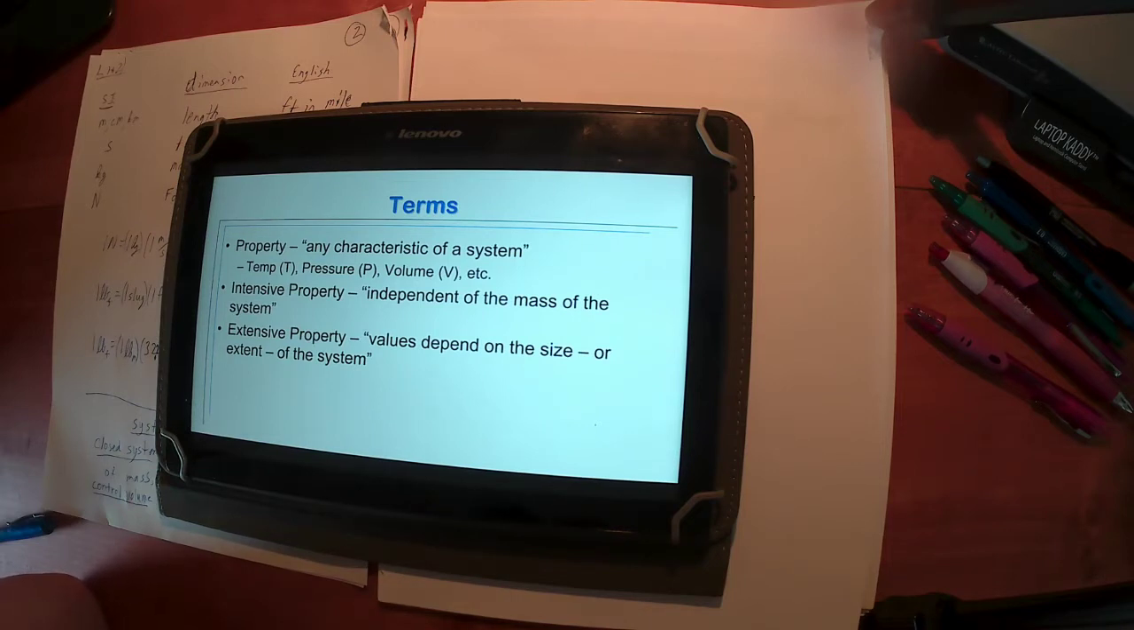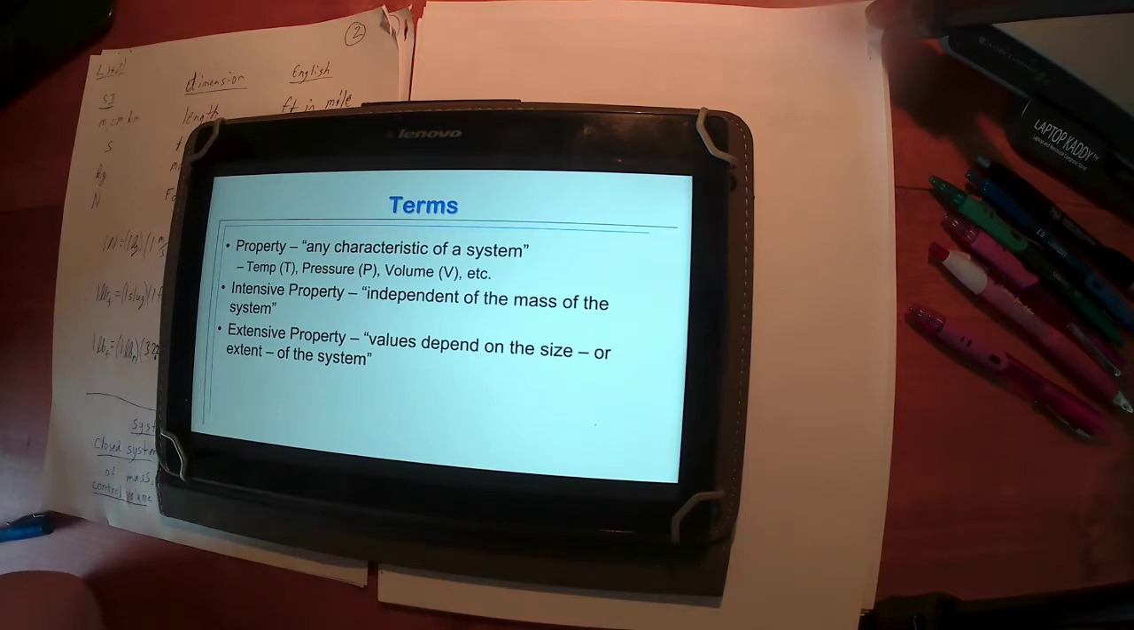Now, there are some properties we're going to deal with that are what we call intensive. That means they're independent of the mass of the system. Some properties are what we call extensive. That means they depend on the extent or the mass, how much material is present in our system.